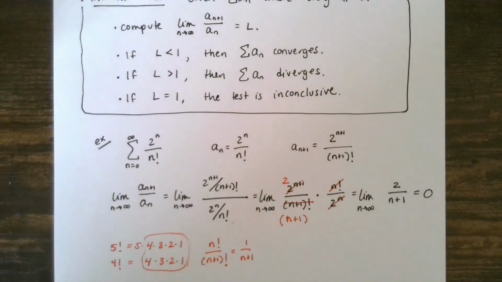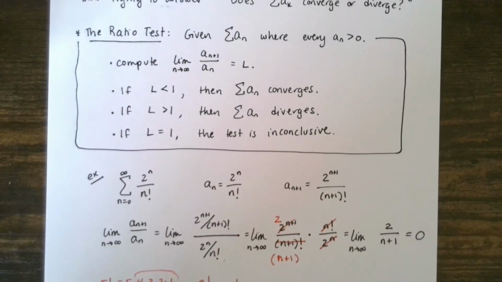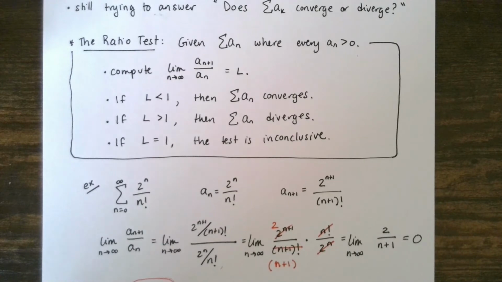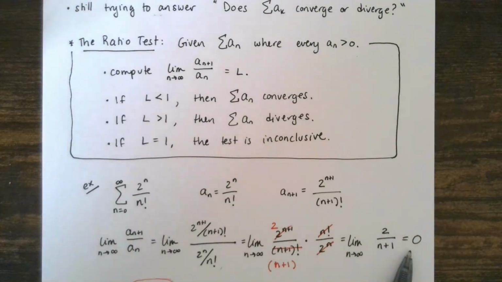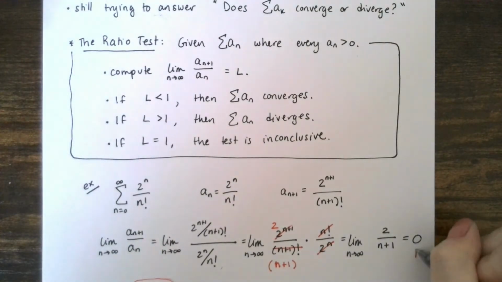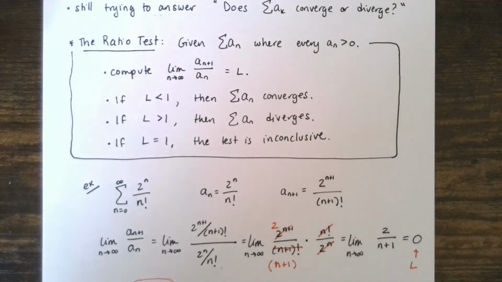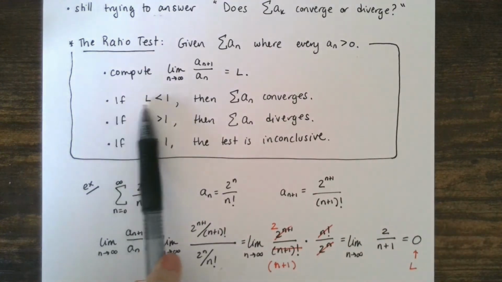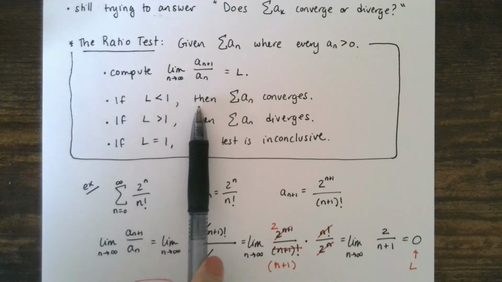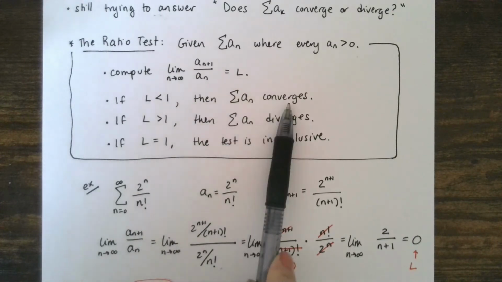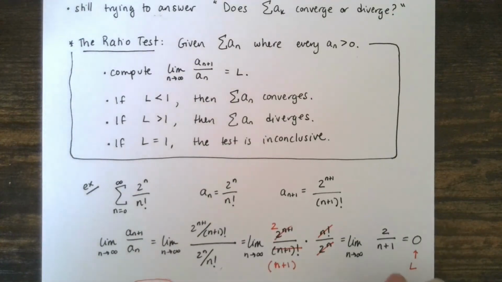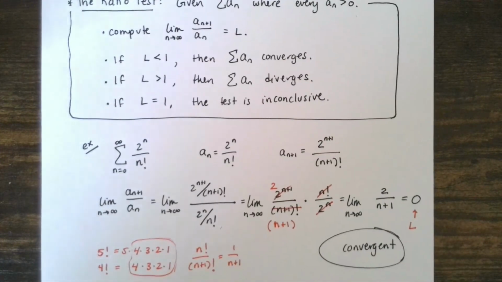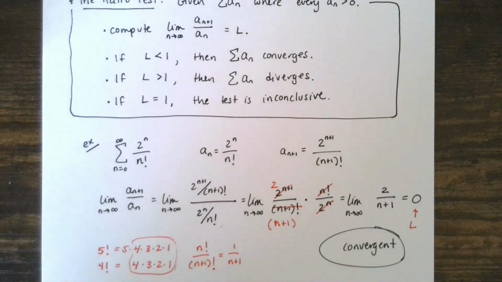Okay, so now let's scoot down here, and we can see our ratio test again. 0 is the L, the capital L from this theorem. So if we go up here, L is less than 1 for sure, right, because we have 0. So our series converges. So we are going to conclude that our series is convergent. Oops, there we go. Now it's on the screen. So our series here that we started with is convergent.